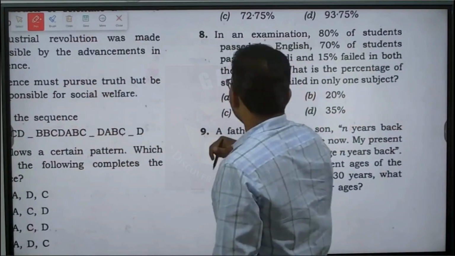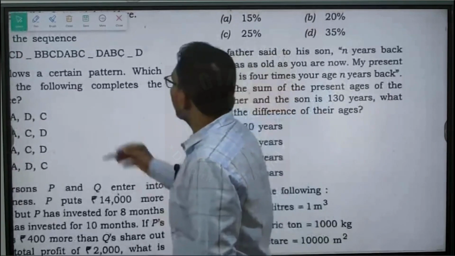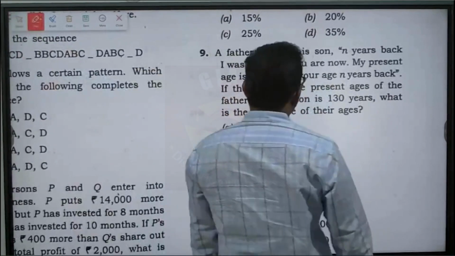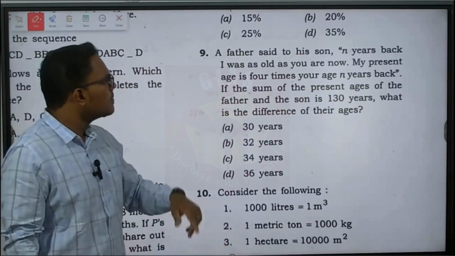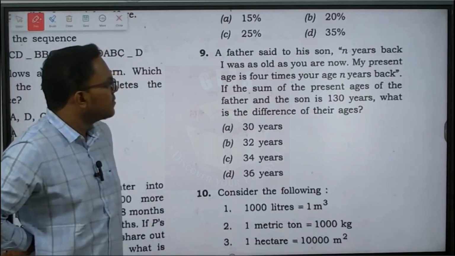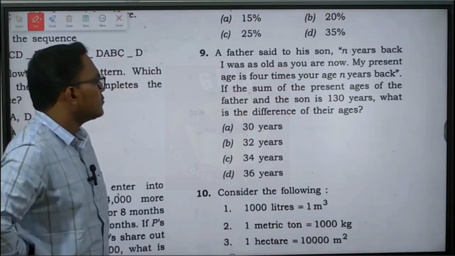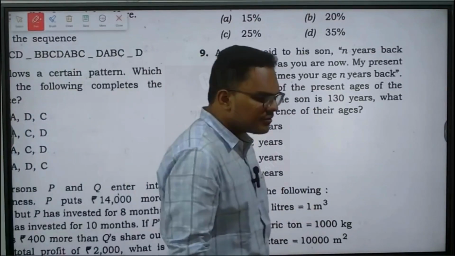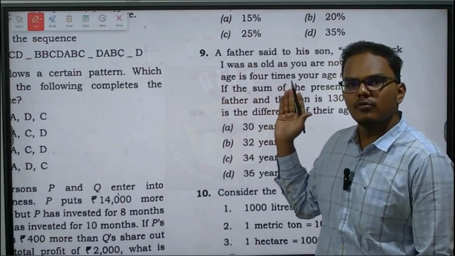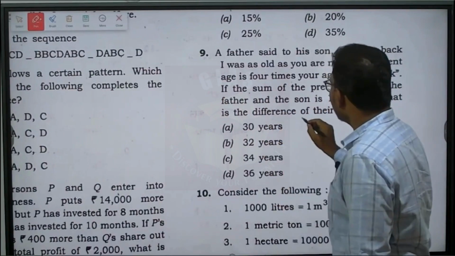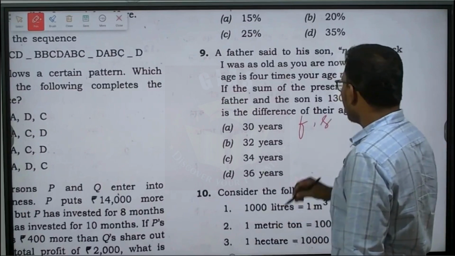Next. A father said to his son N years back, I was as old as you are now. My present age is 4 times your age N years back. If the sum of the present ages of the father and the son is 130 years, what is the difference in their ages? Okay. For this kind of question, first you have to convert the statements they have given into equations. So let the current age of the father be f, and the current age of the son be s.